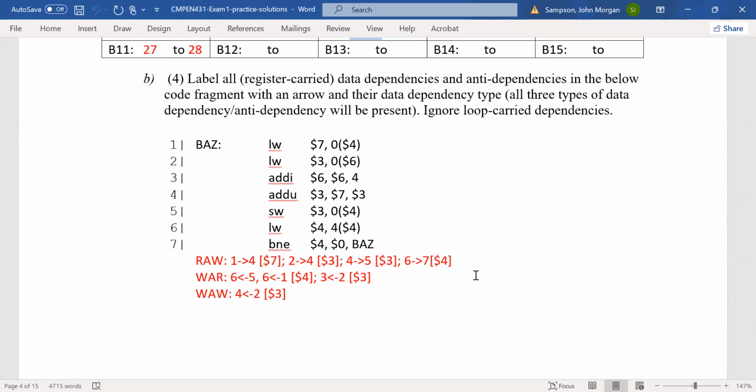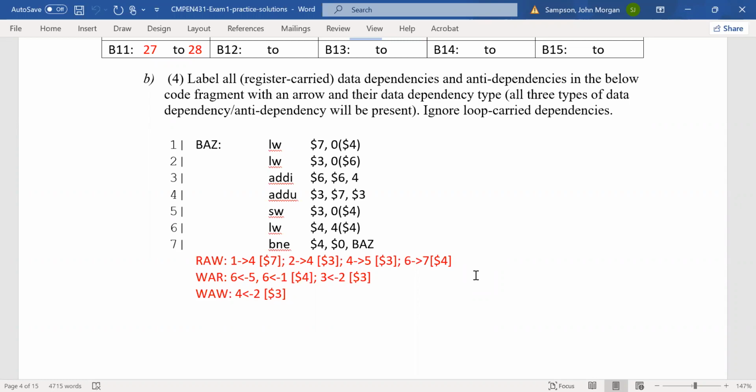Store word does not define anything. It defines a memory location. We're just talking about register carried dependencies. Load word defines register 4. Branch uses it. There we go. Single pass, straight on through. These are your read after write data dependencies. The real ones, the producer consumer relationships without which your program literally does not work.